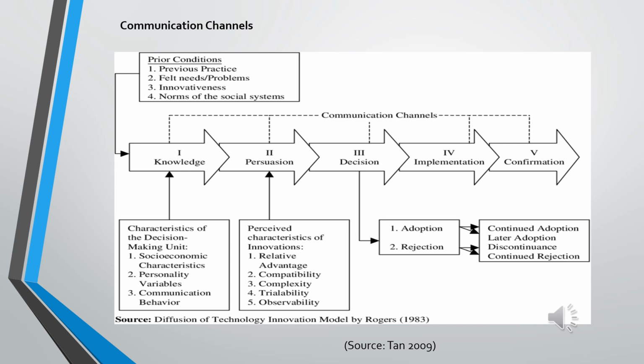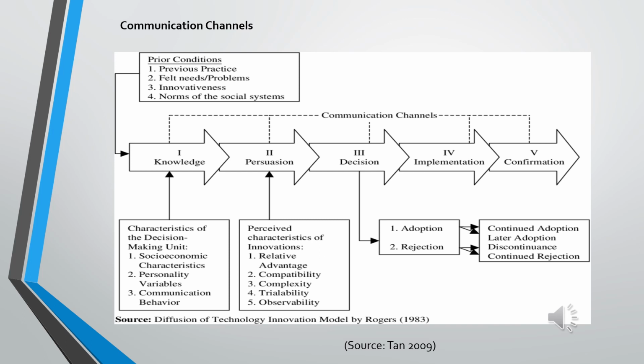So this is the communication channels. At first, in the communication channels, there needs to be knowledge that the innovation exists, and there needs to be a feeling that there's a need for the new innovation. The norms of the social system are also a condition, and the characteristics of the decision-making unit. So they include the socioeconomic characteristics, personality, and communication behavior. All those things are key in order for the communication to spread.